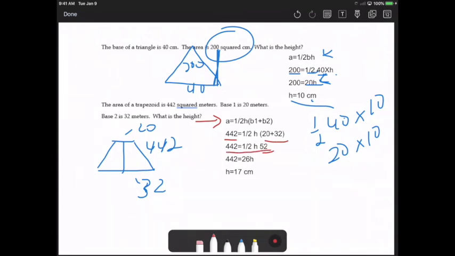So what I did was took half of 52, which is 26. So 26, I divide 442 by 26, and I get 17 is my answer.